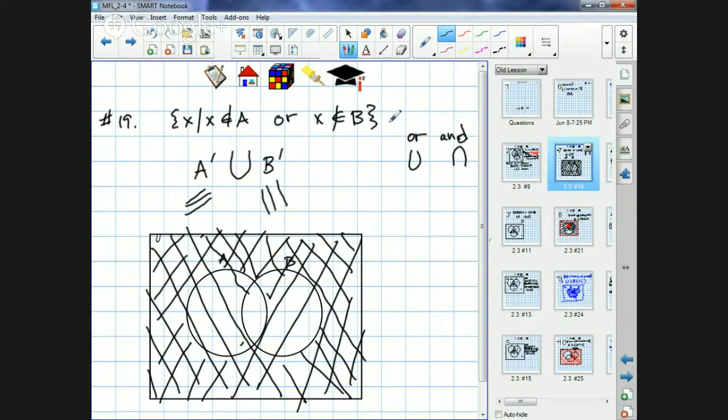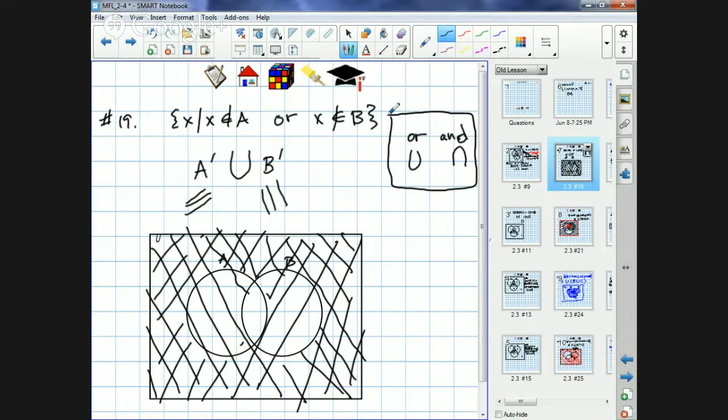Do you see this one section I'm putting a rectangle around right now? That's just a quick summary of what we just talked about. Or equals union, and and equals intersect. Correct.